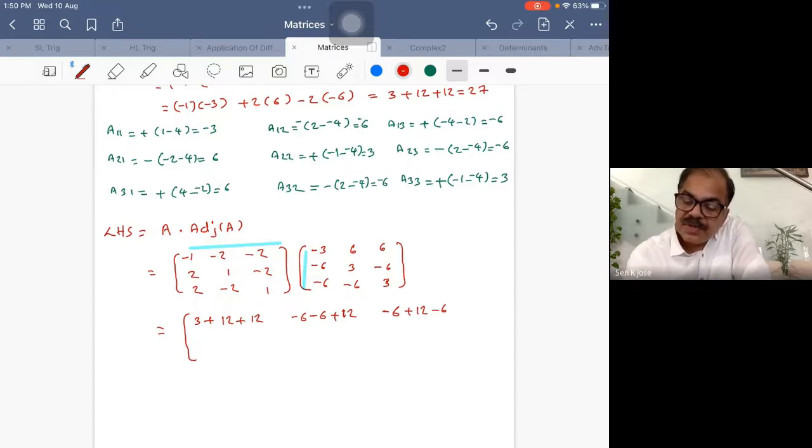Second row. So when you do the second row, it is second row into the first column. That's the second row multiplied with the first column. So that will be minus 6 plus 12.